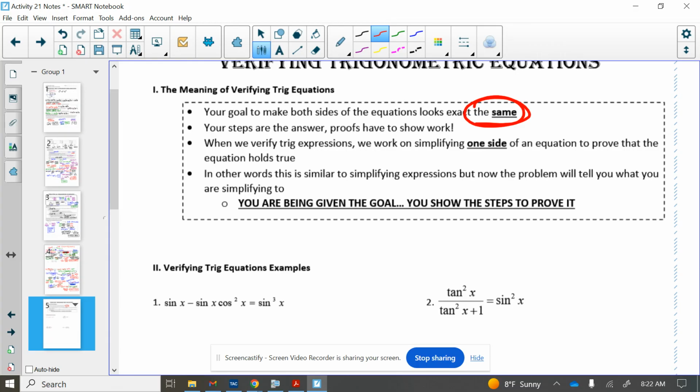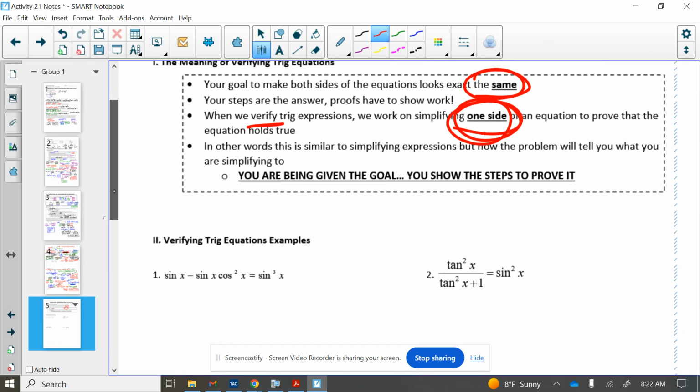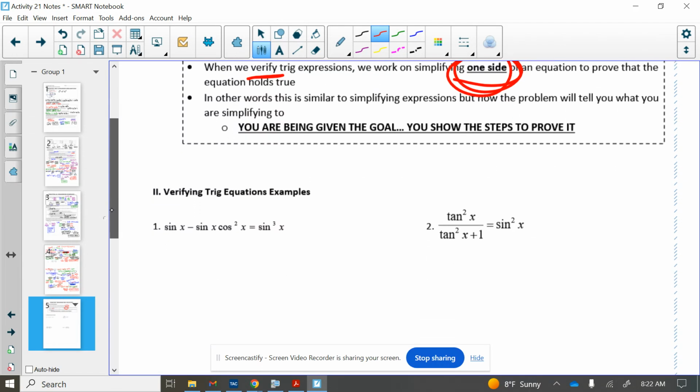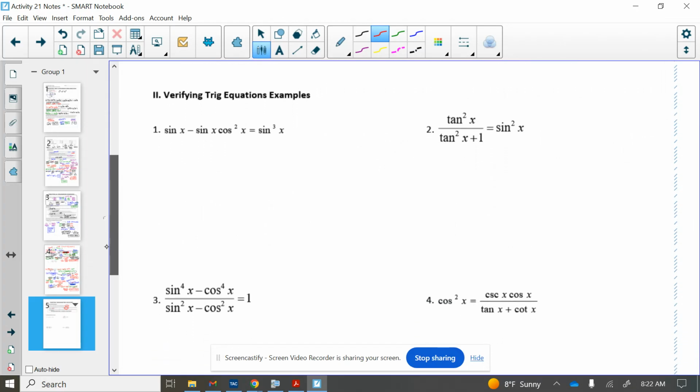Again, when we verify, the only thing we are manipulating is one side of the equation, because they are essentially telling us what the goal answer is. We're showing them how to prove it. So it's not solving an equation so much as it is simplifying to prove that one side equals the other. It's the exact same process that we've been doing. We've done the hard part. We've seen those examples. Today we are going to talk about just verifying to prove something's true.